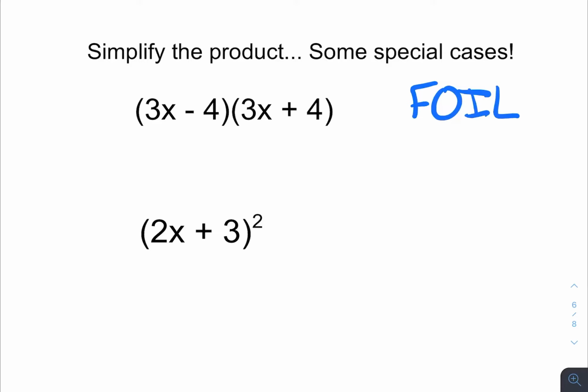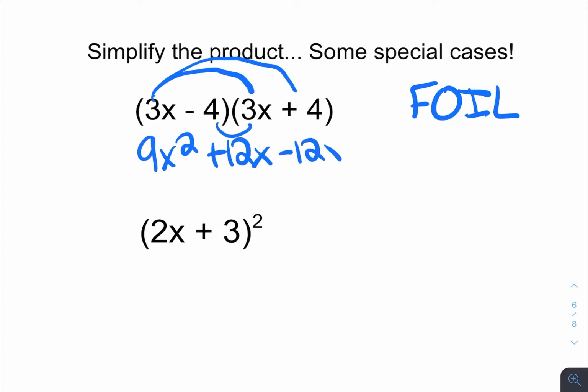What I'd like you to do again, pause this video, try these two problems first, then check your answer as we go through. So for FOIL here, 3x times 3x gets me 9x squared. Outside terms get me 12x. Inside terms get me minus 12x. Last terms, not 14, sorry, negative 16.